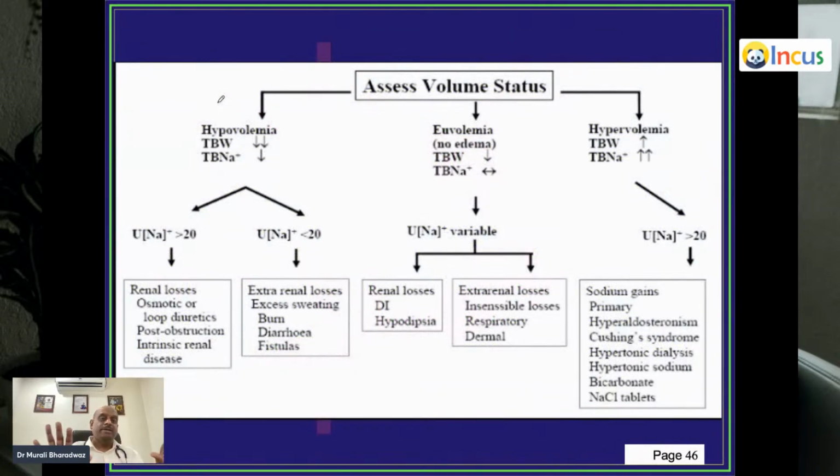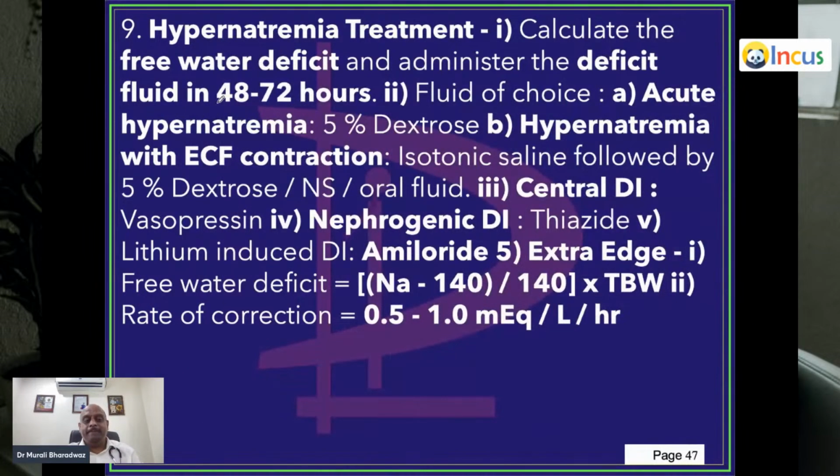So once more, hypernatremia is also divided into hypovolemic, euvolemic, hypervolemic. Once more, based upon the urinary sodium, more than 20, less than 20. There are various causes which you need to know when approaching the problem of hypernatremia. So fundamentally, in hypernatremia, you need to calculate the free water deficit. You need to give this fluid in 48 to 72 hours.